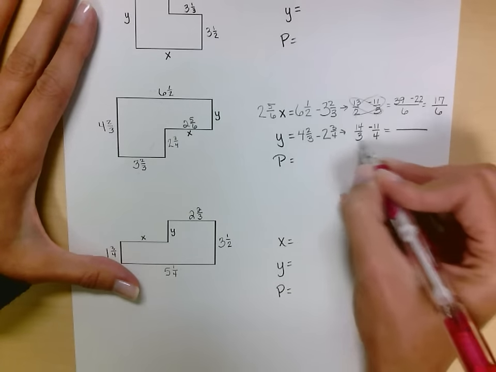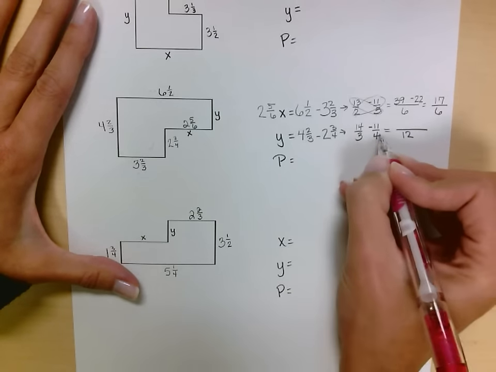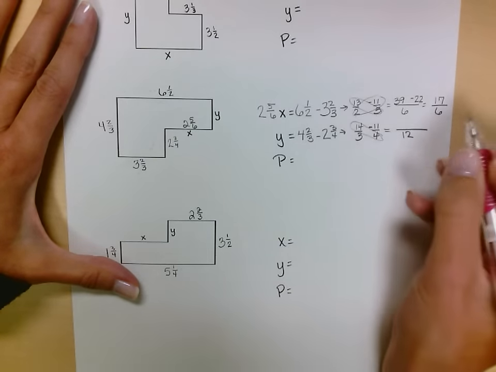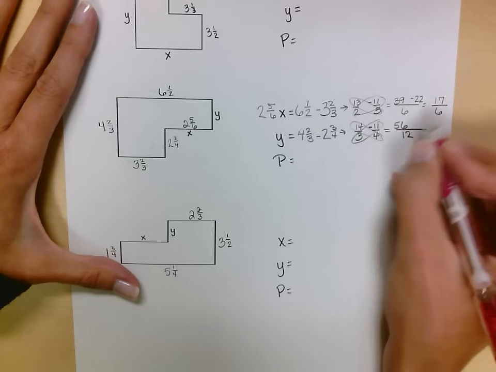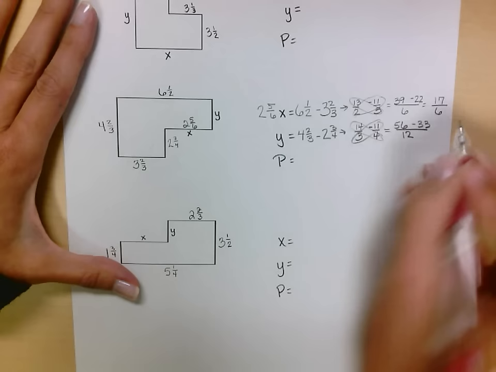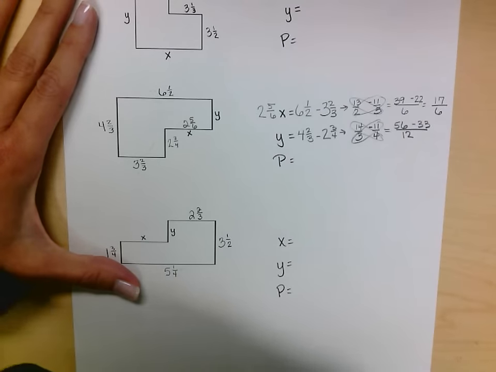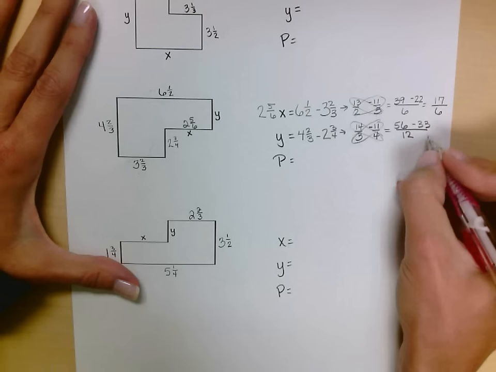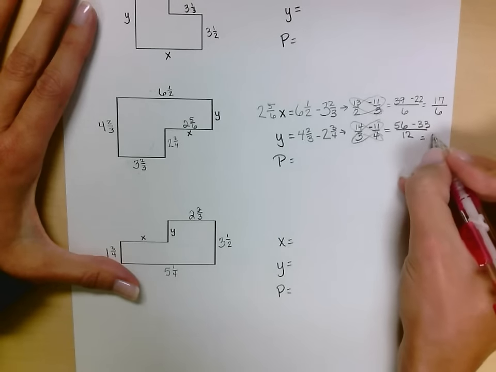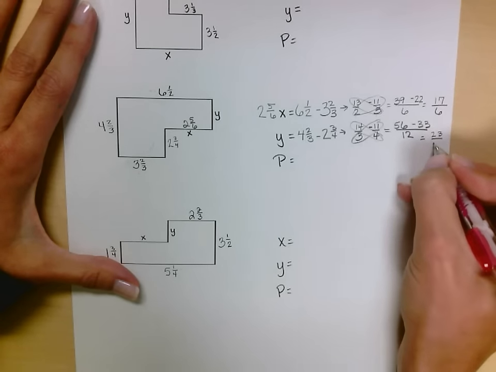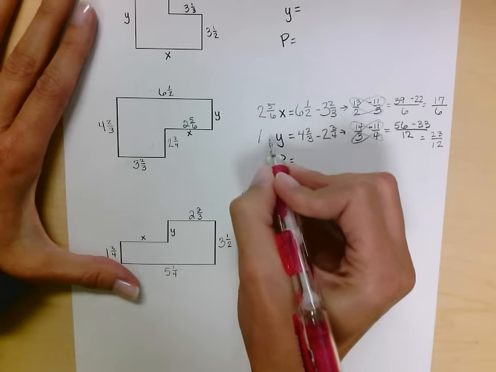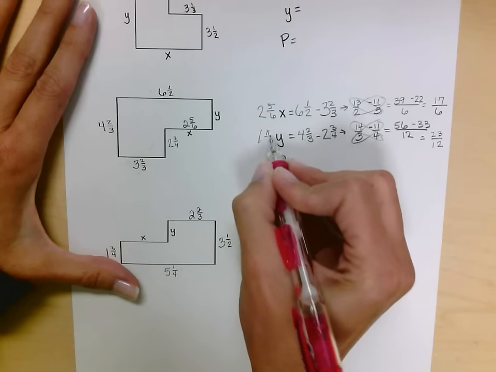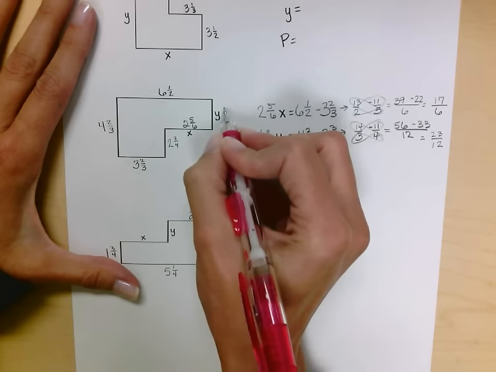Butterfly method. 3 times 4 is 12. 4 times 14 is 56. And 3 times negative 11 is negative 33. When you combine these, I'm running out of room, we get 23/12, which when we change that to a mixed number, it's 1 and 11/12.